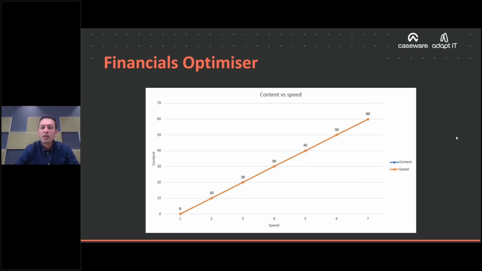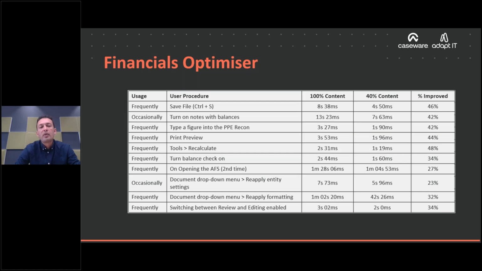And on average, only about 50% of the content needs to be in a file at any given point in time for the bulk of the files in the market. So because of that, we gave you the financials optimizer, and when you use it on a file that has about 40 or 50% content, you get a substantial speed improvement. So I do want to implore everybody out there today, if you're not already using the financials optimizer, please start using it.